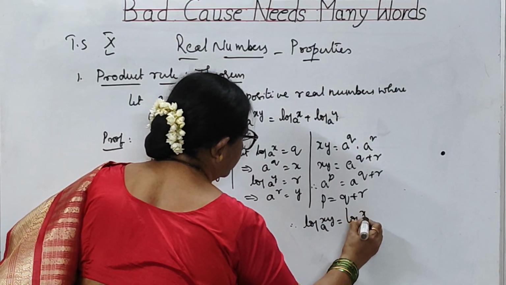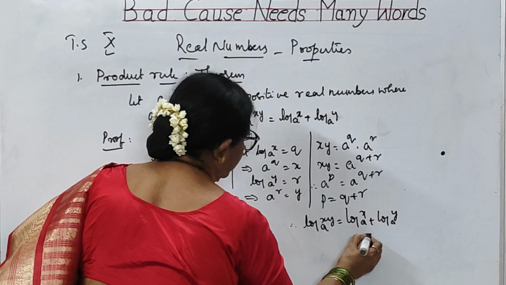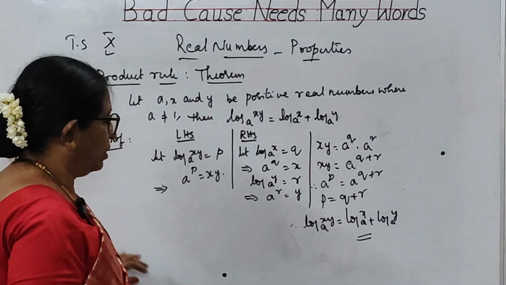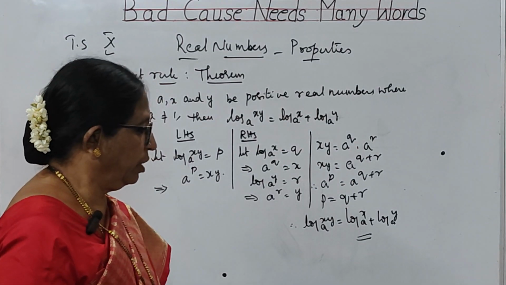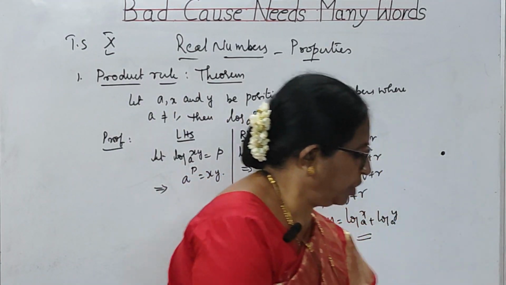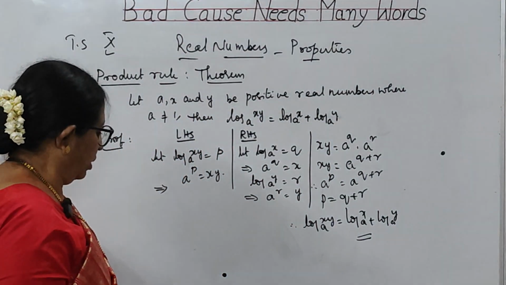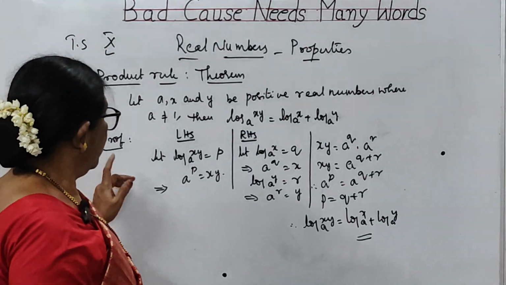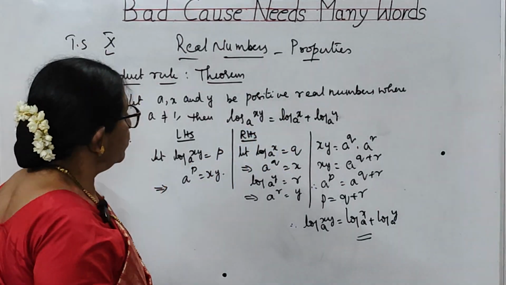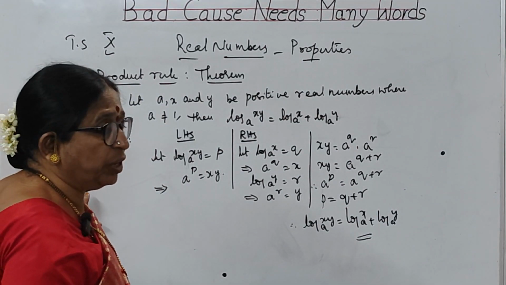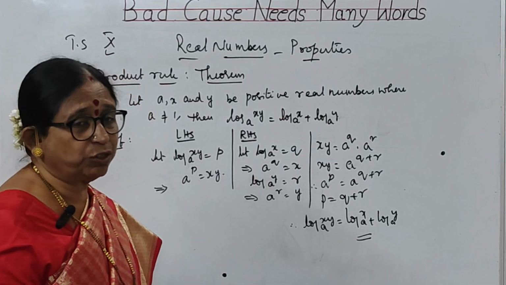Log x to the base a plus log y to the base a. This is the proof of the theorem that is given to you, children. Product rule theorem. What does the product rule theorem say? If a, x, y are positive real numbers, where a is not equal to 1, then log xy to the base a is equal to log x to the base a plus log y to the base a.